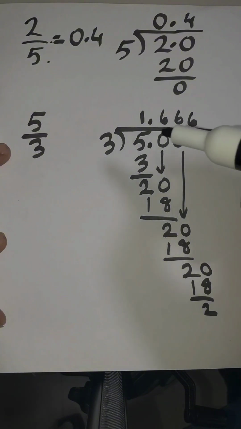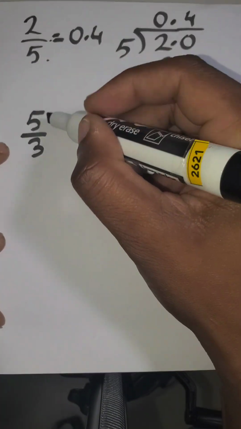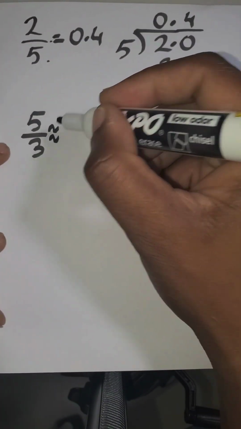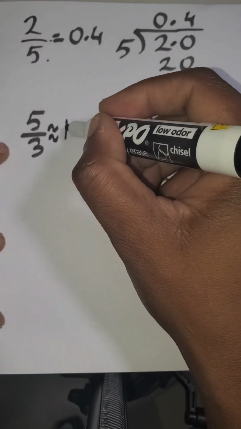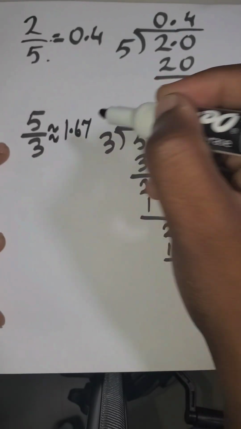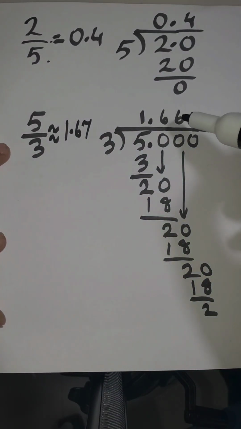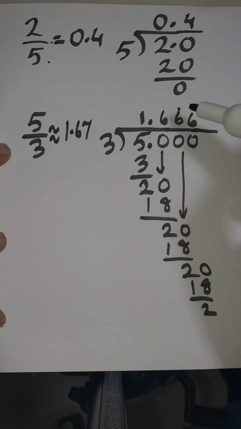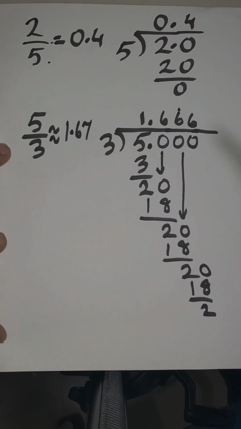So a way of writing this answer is approximately 1.67. Again, that's because I rounded off. If I'm rounding off to the 100th place, that means I'm stopping right here. Since this is a 5 or more, this number goes up and I get a 7. So sometimes that can happen. And this is how we can change a fraction into a decimal.